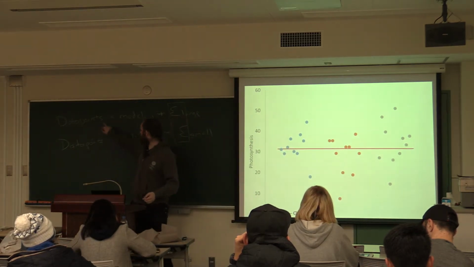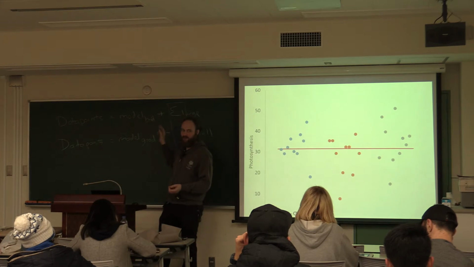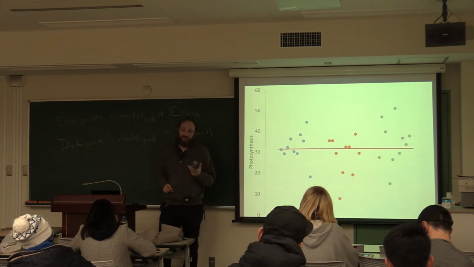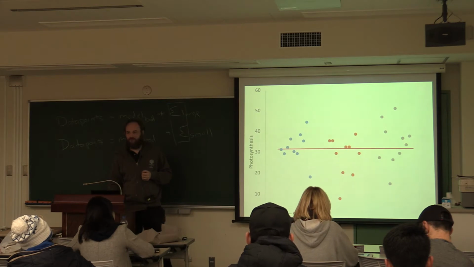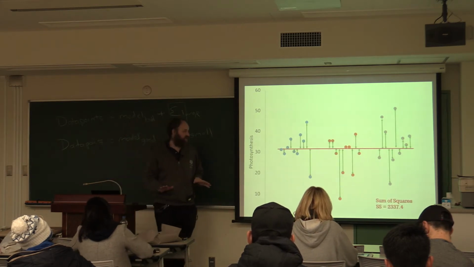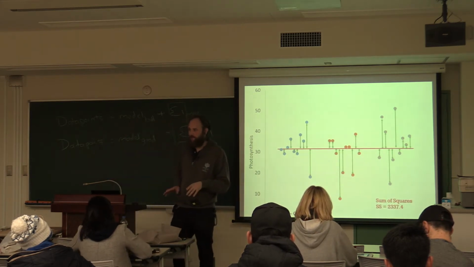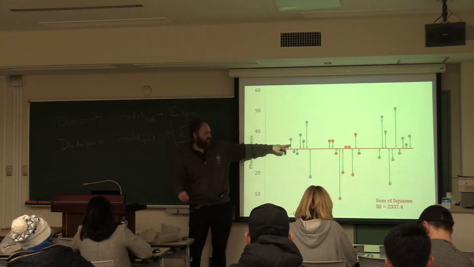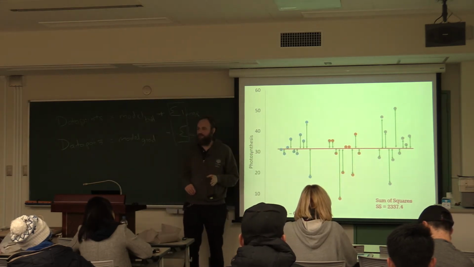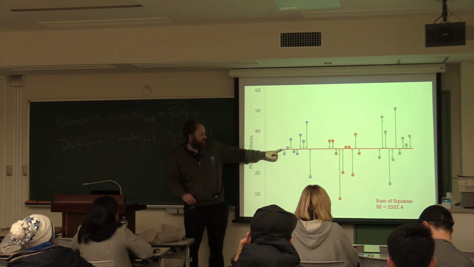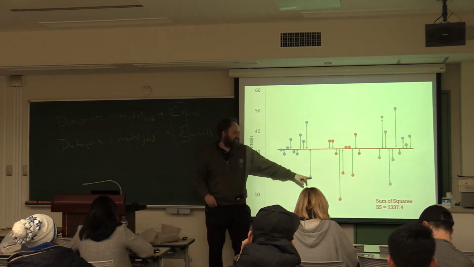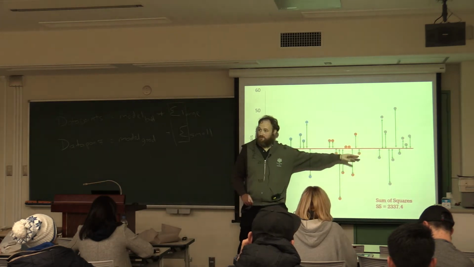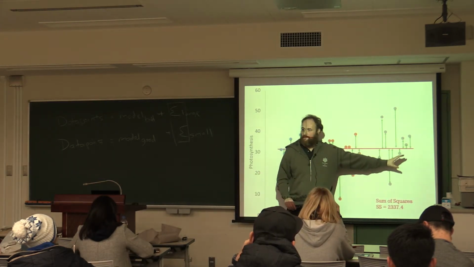Now remember, data points are model plus error, so we need to quantify the error. And the way that we're going to do this is we're going to calculate the sum of squares. Sounds harder than it is. All we're going to do is take each data point away from the mean. We measure this distance, this distance, this distance. We measure all these distances.